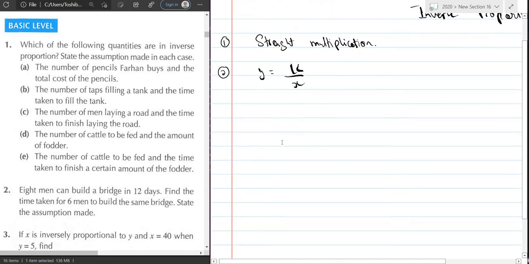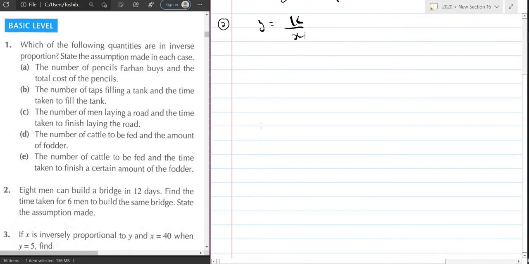So you have question 2 on the left hand side of the screen. It says 8 men build a bridge in 12 days. Find the time taken for 6 men to build the same bridge. So over here you will write men, and over here you will write days. So it took 8 men how many days? 12 days. Find the time taken for 6 men to build the same bridge. So we don't know how many days it took, so we will write x. Now what we are going to do is simply straight multiply, not cross multiply.